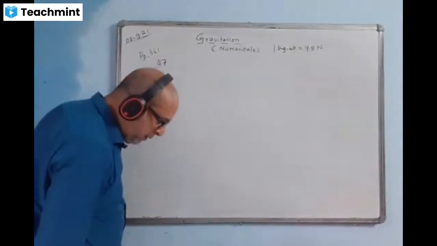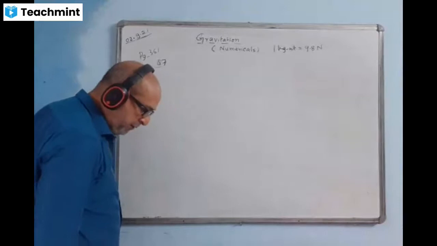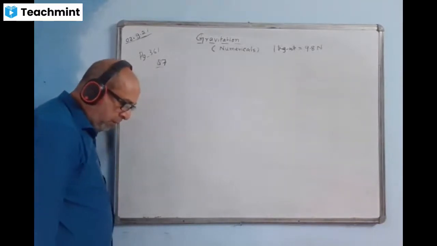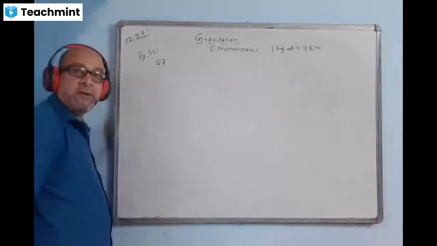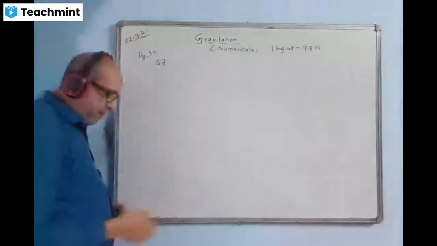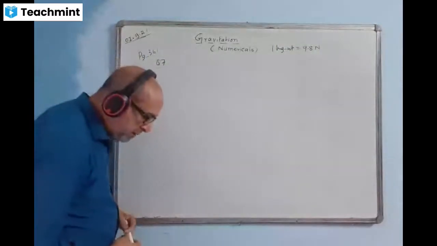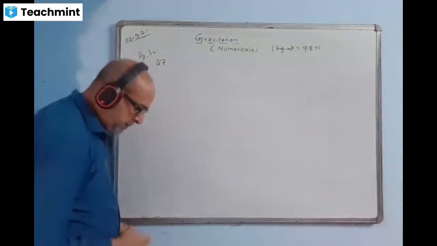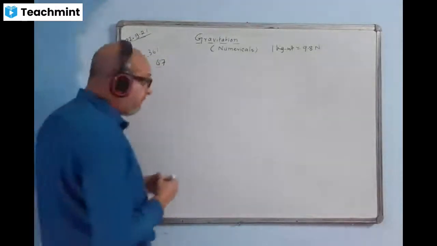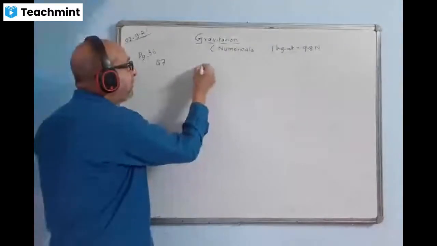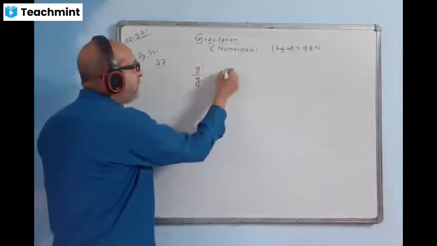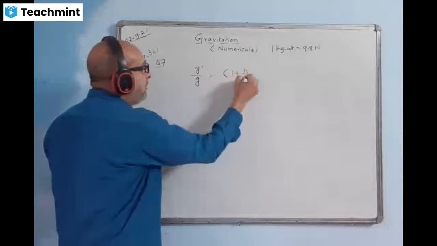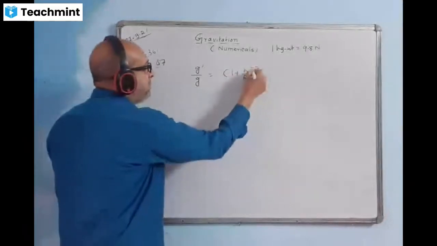Question says, how far from the Earth's surface does the acceleration due to gravity become 1% of its value at the Earth's surface? That means you have to find the value of height. What is the formula? You know the formula g dash by g. With respect to height, the formula goes like this: 1 plus h by r whole power minus 2. This is the formula with altitude.